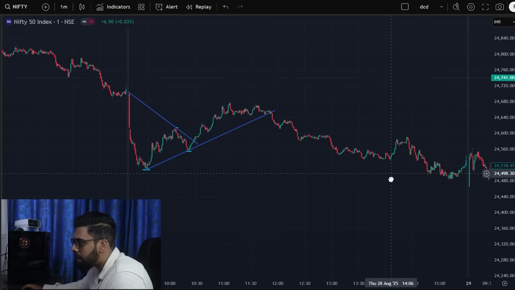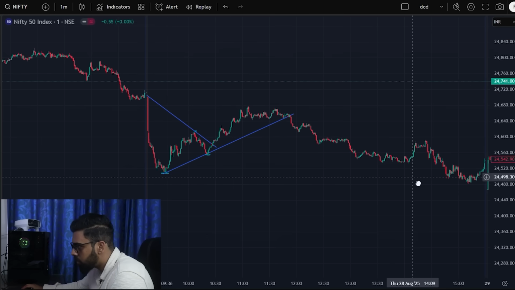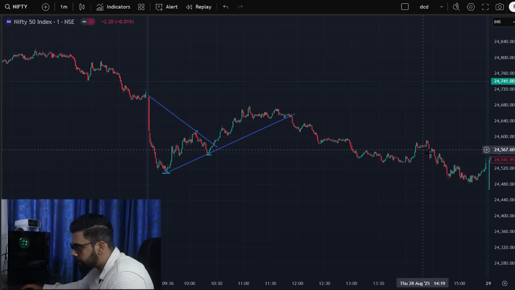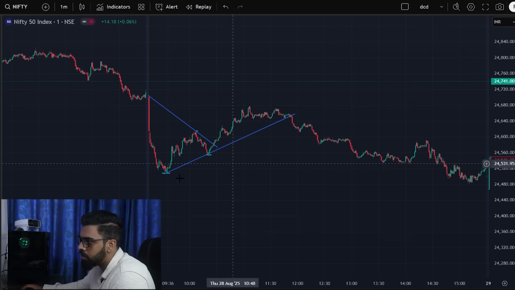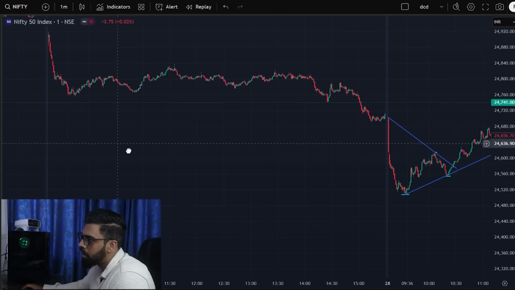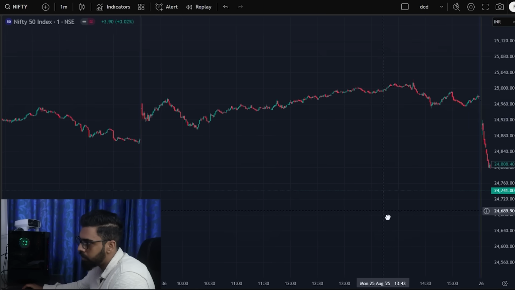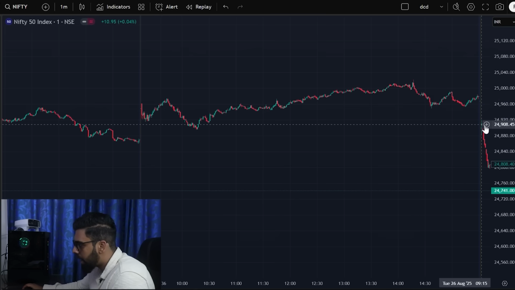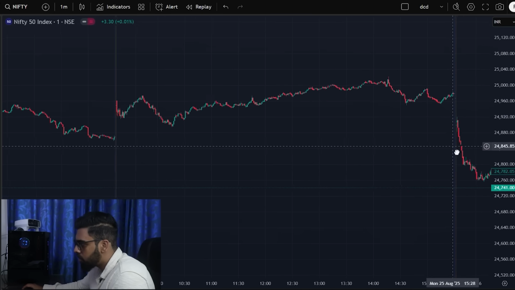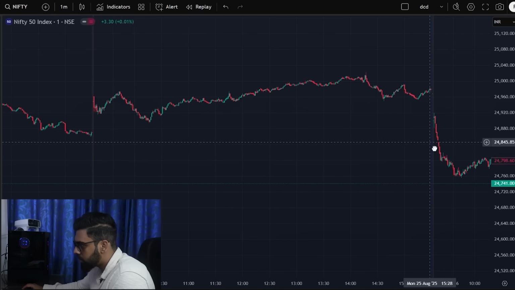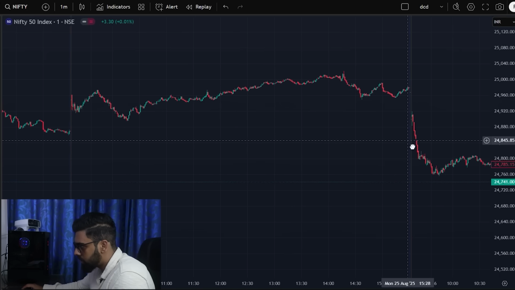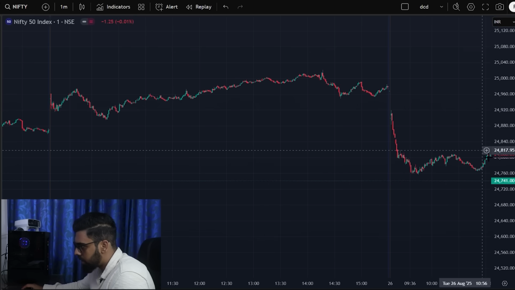Do we see any W pattern forming here? No. We see kind of a W forming here, but it's almost the end of the day, so we'll go ahead and ignore that one. Let's analyze the previous day. So the market has opened at around 24,900 levels. What do we see? Do we see a W pattern? Let's wait. Yes, we do see a W pattern forming here at around 11:01 a.m.